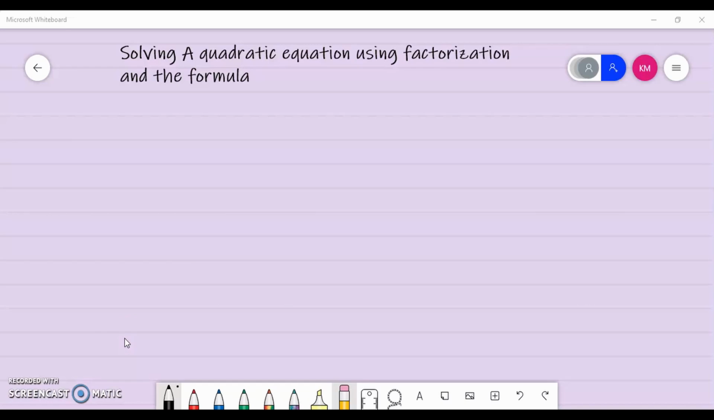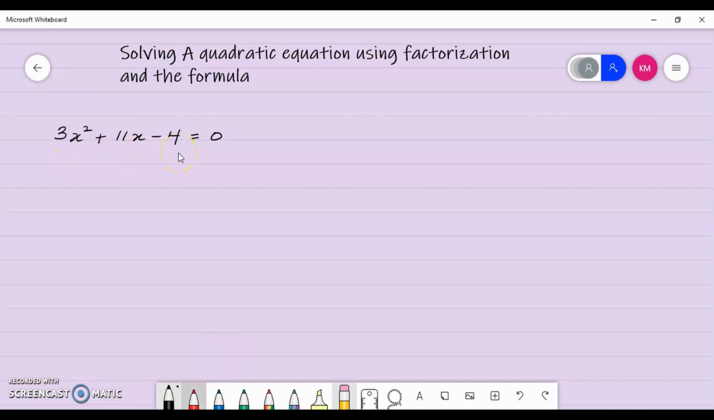In this session, we will be looking at how to solve a quadratic equation using the factorization method as well as the formula. If you haven't seen my previous video on factorizing a quadratic equation, please be sure to do so. Now let's take a look at a quadratic equation. So let's say we have 3x squared plus 11x take away 4 is equal to 0. And we need to perform factorization on this equation.